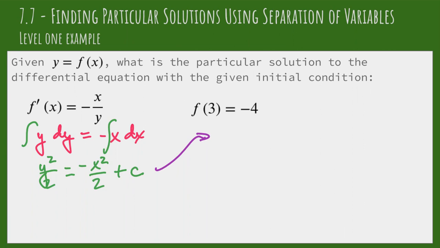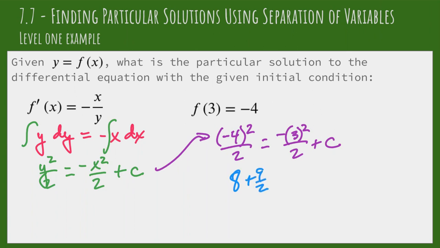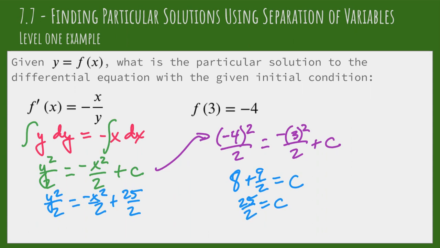We could multiply by 2 and make things a little bit easier on us, but I'm not going to do that. So we got negative 4 squared over 2 equals the opposite of 3 squared over 2 plus c. So that's going to give us 8 plus 9 halves equals c. And so we're going to have 25 halves equals c. And we get y squared over 2 equals negative x squared over 2 plus 25 halves.